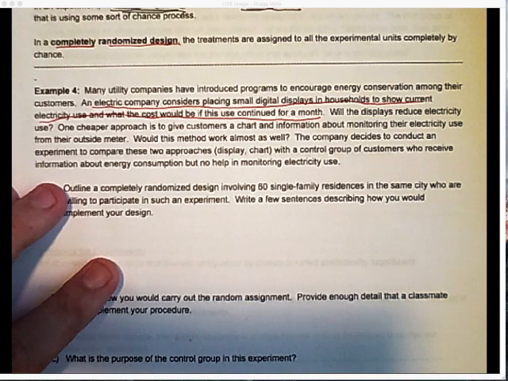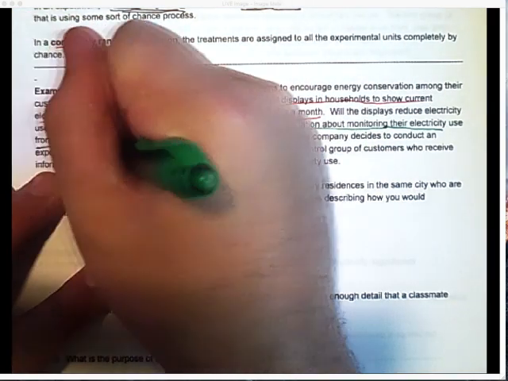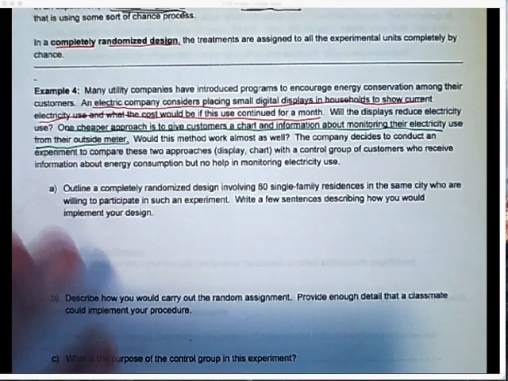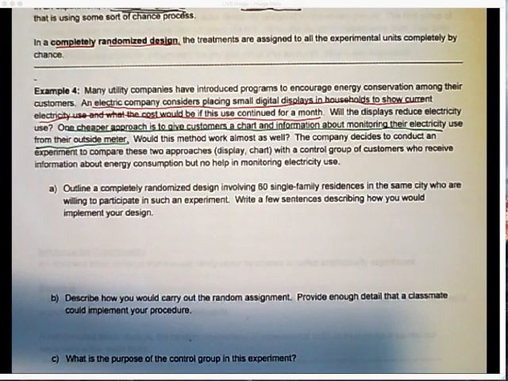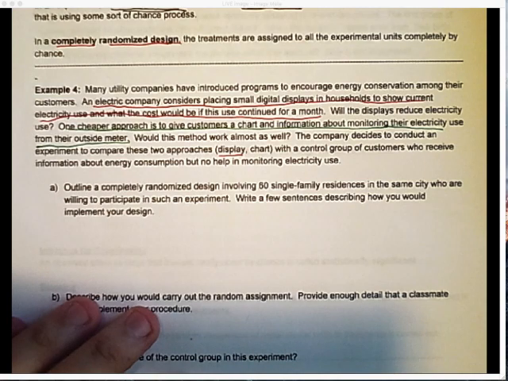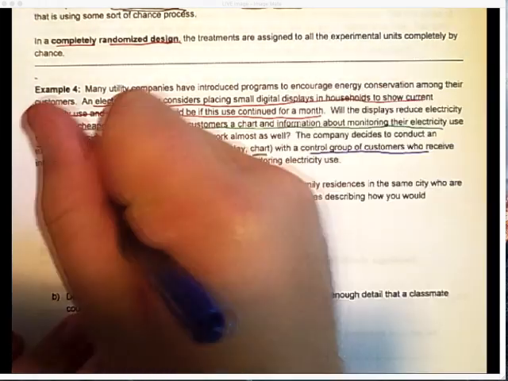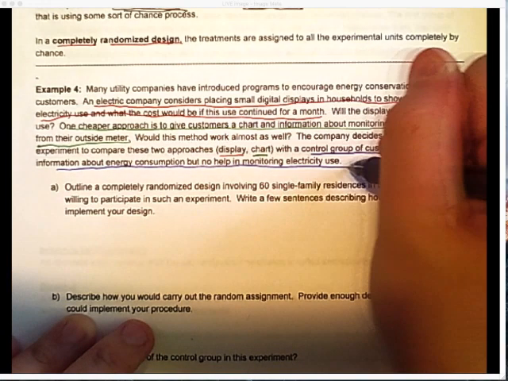So here was the second method. All right, the company decides to conduct an experiment to compare these two approaches. So the display method, which would be very expensive for the company to do, or a chart, with a control group of customers who receive information about energy consumption, but no help in monitoring their electricity use. So that's kind of a control group. So we actually have 3 groups here.